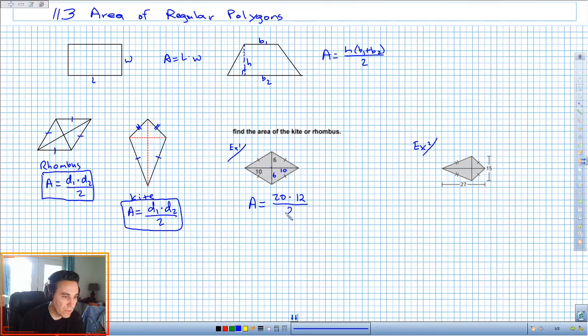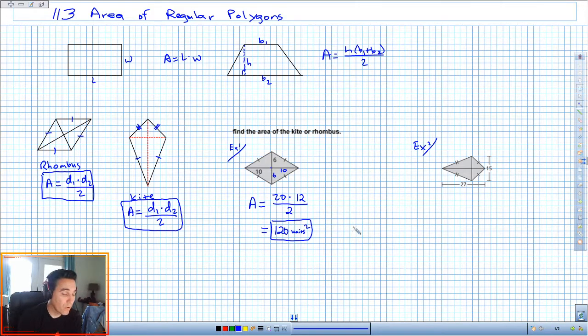And then you would do 20 times 12 divided by 2. That's it. That's all you got to do. Just got to know the whole diagonals. And then you can do 20 times 12 divided by 2. So the area of this rhombus is 120 square units. They didn't give me my units, so I'm just going to put units.